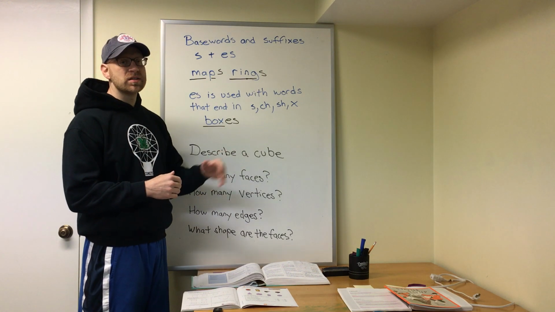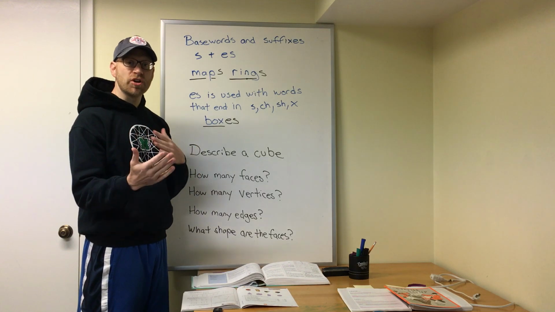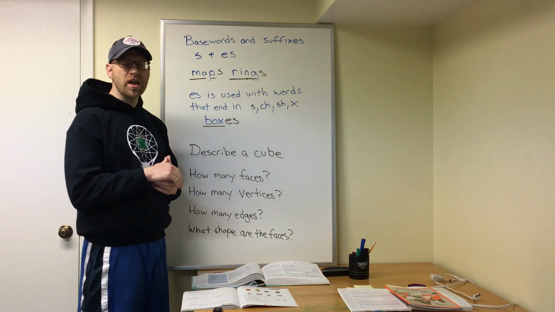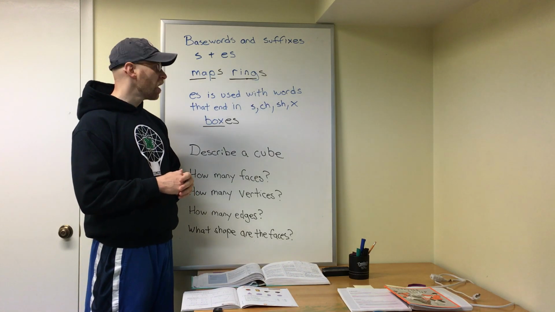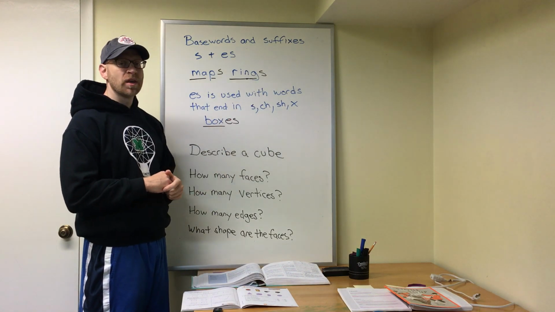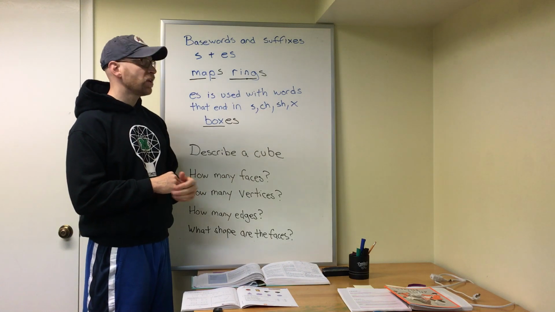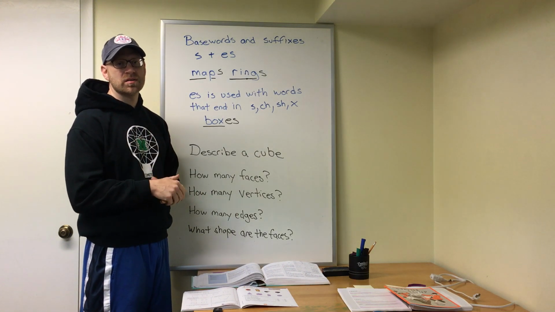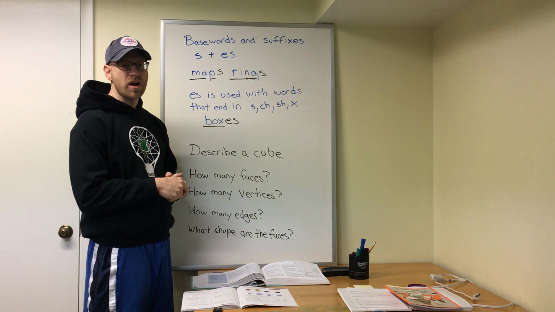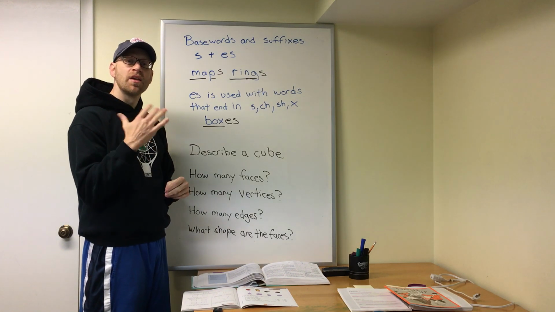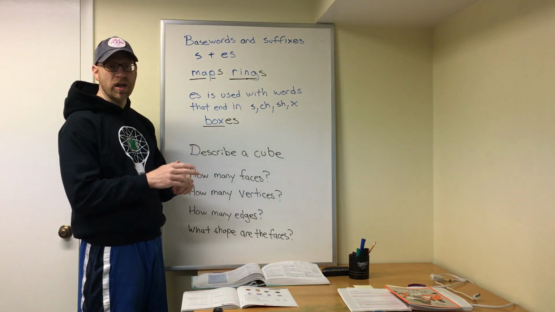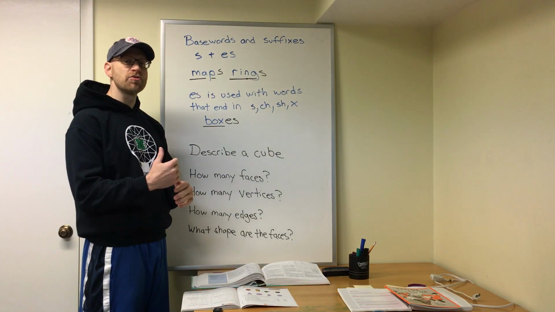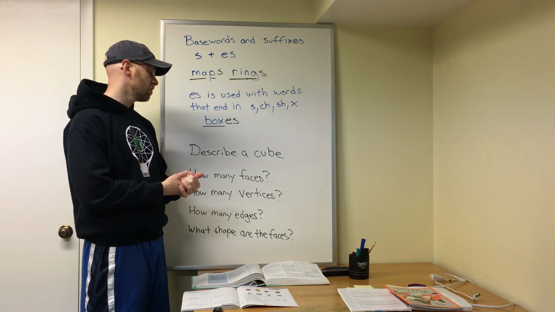But boxes makes it a little different. It separates that ES sound from the X sound. And the same thing with an S, CH and SH. They all make that S sound or ch sound or sh sound. That sound is really similar to just an X, okay? To an S. So that's when you go ahead and add that ES.